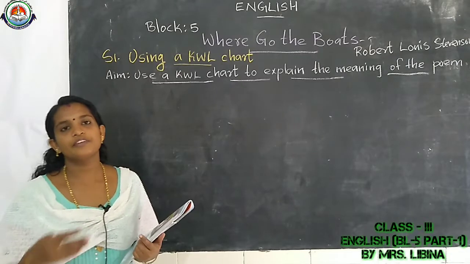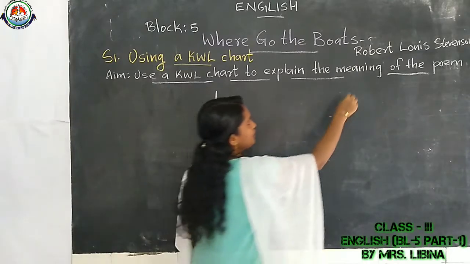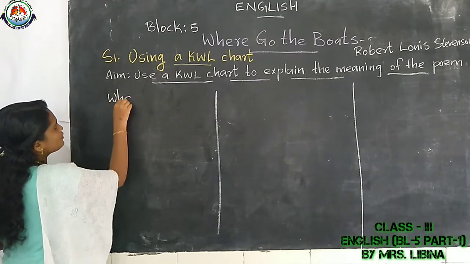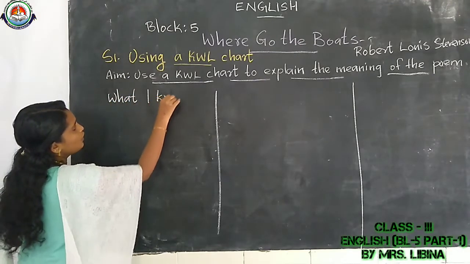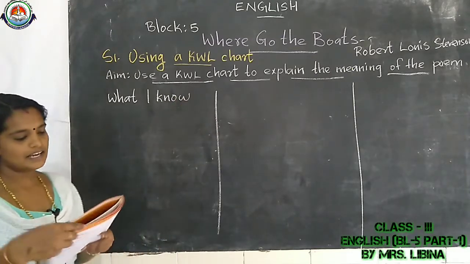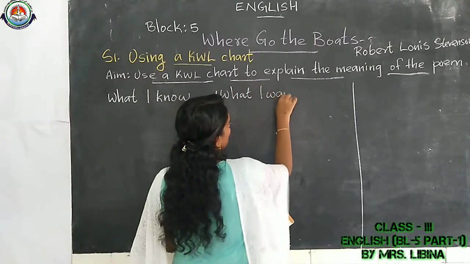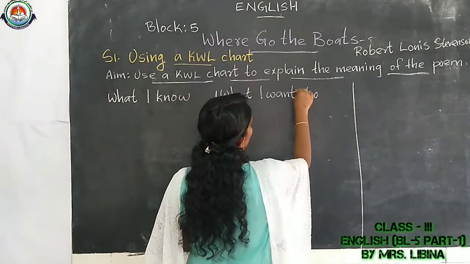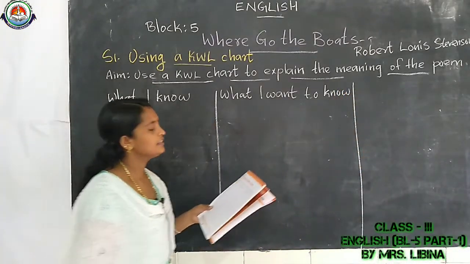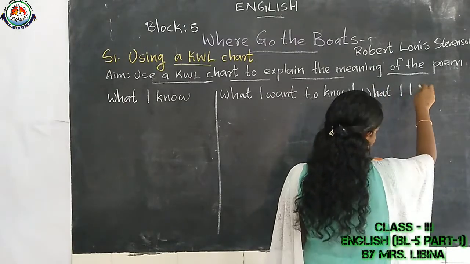First column we have to complete. How many columns are there? 3 columns. Yes. What's in the first column? Yes. What I know. What are the things you know? What I know. Which one is the next one? What I want to know. Very good. What about the third one? Yes, what I learned.